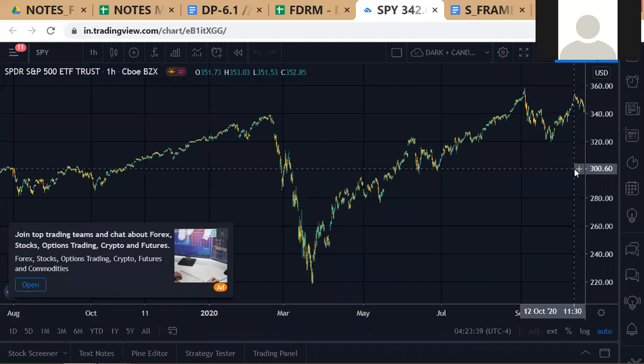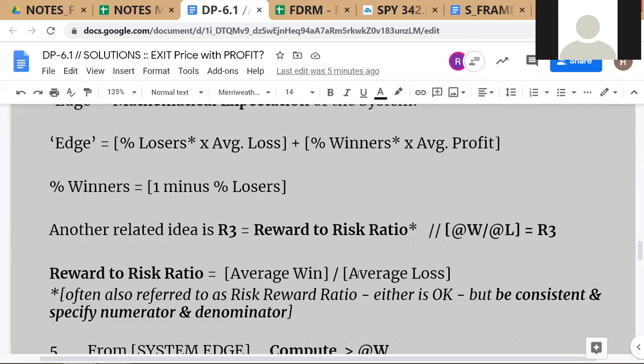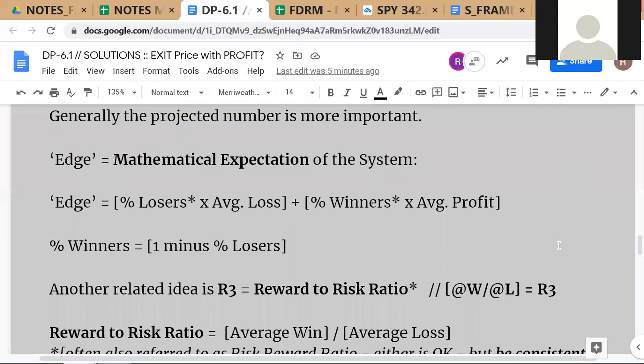So that's what we're trying to find, the average win. We already know the average loss from the trading system parameters calculation. But if you have R3 already preset in your mind, that every time I'm going to use an R3 of 7, then you can actually rewrite this as average loss here and percentage winners into 7 times average loss. Basically you can rewrite this.